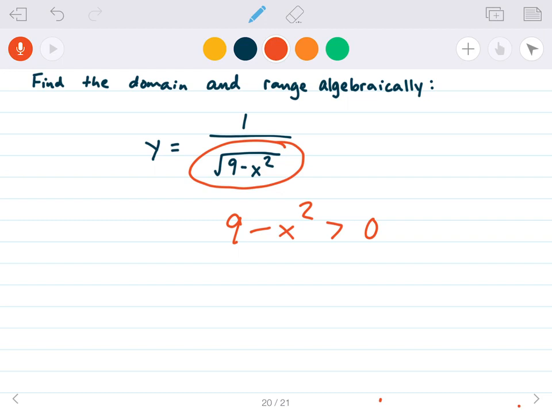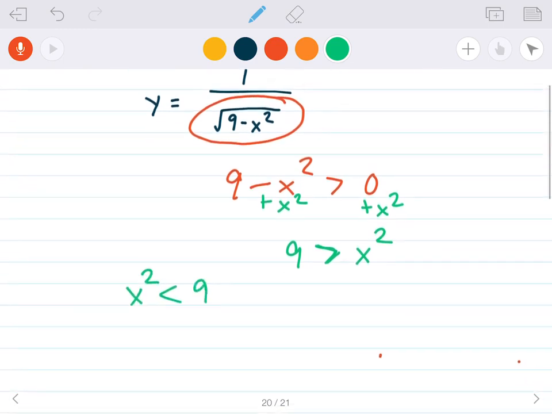Okay, so then we go ahead and solve for x. And so what we're going to do is we're going to add x squared to both sides to make it positive. So we get 9 bigger than x squared. And since this point is facing the x, I can write it like this. I can write x squared, I like the x on the left. I don't know why. I can write it like this.